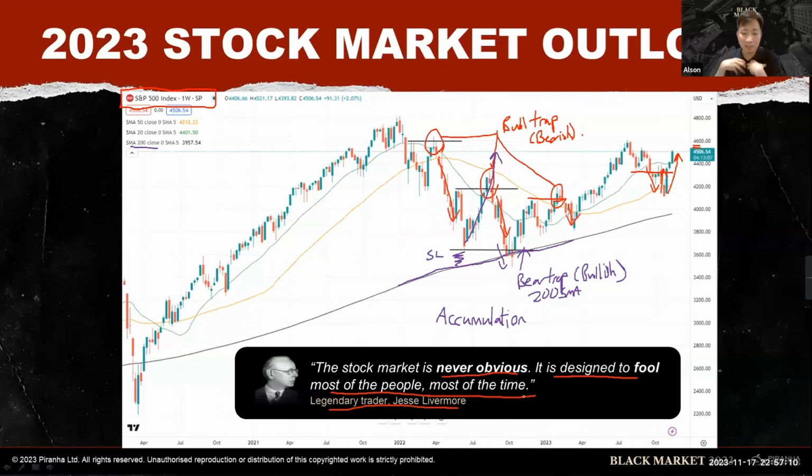Are they buying? Are they accumulating in their interest? Because there's only one reason why they are long: because they want the price to go up later. They believe the price will go up later.